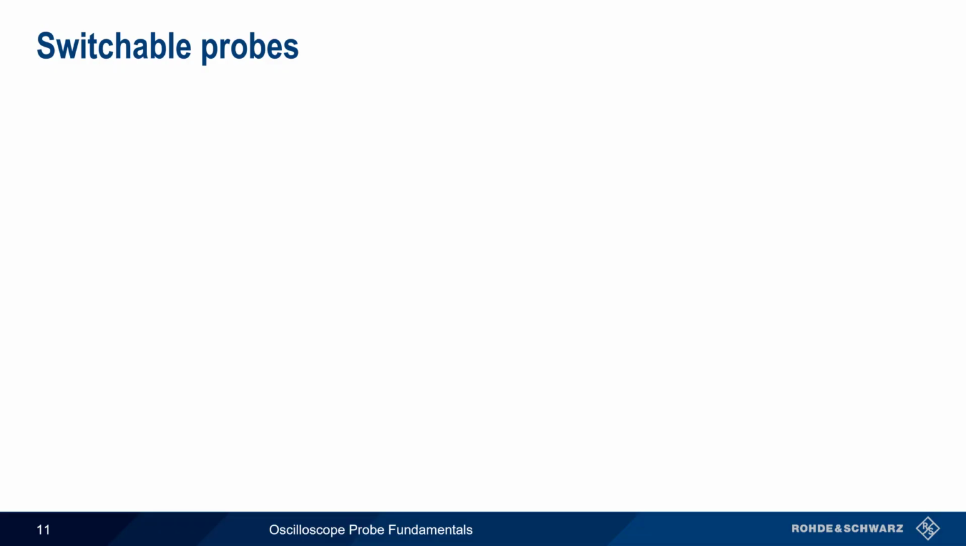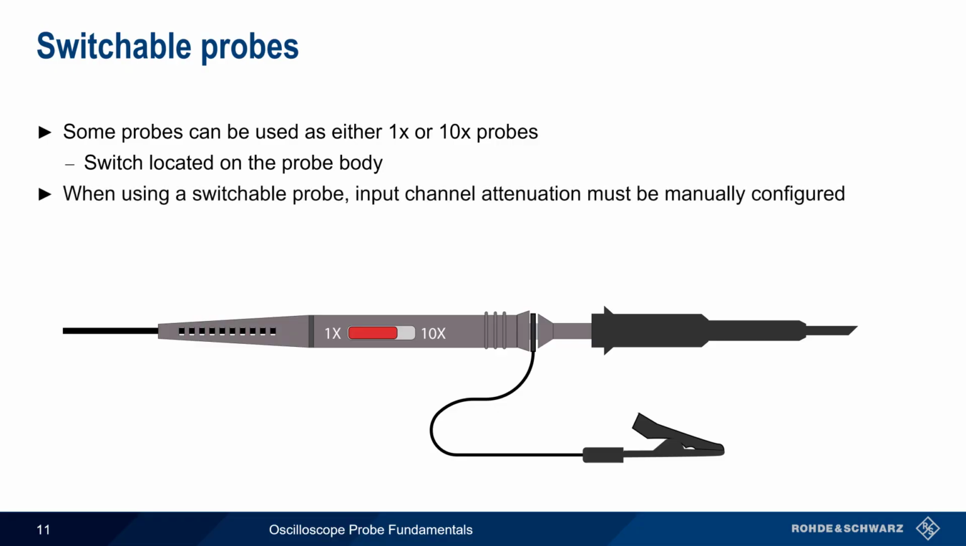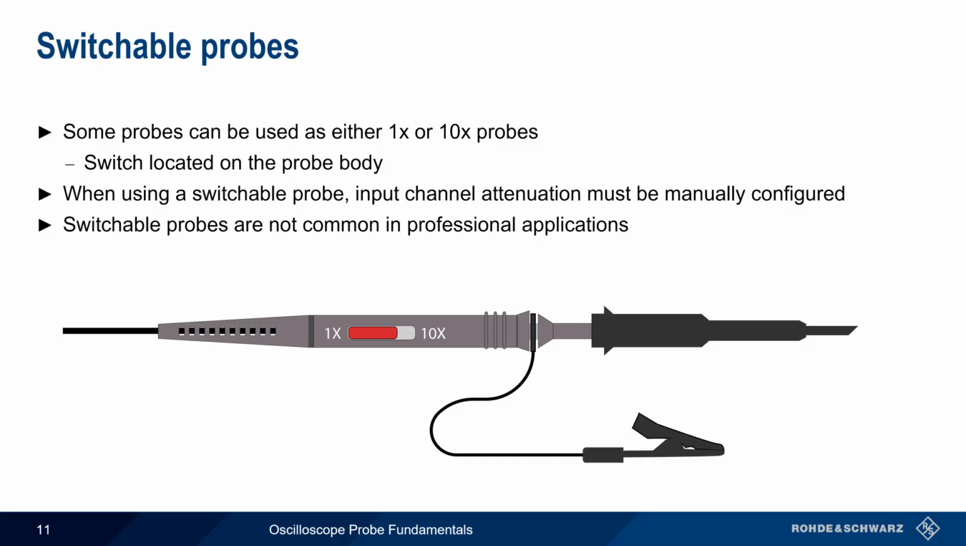Most probes have a fixed attenuation factor, but there are also switchable probes that allow the user to choose between 1x and 10x. This is done by means of a small switch on the body of the probe. The position of this attenuation switch can't normally be sensed by the scope, so when using a switchable probe, the attenuation factor must be manually configured by the user. Although these types of probes offer additional flexibility, for a variety of reasons they're more common in hobbyist than professional scope applications.